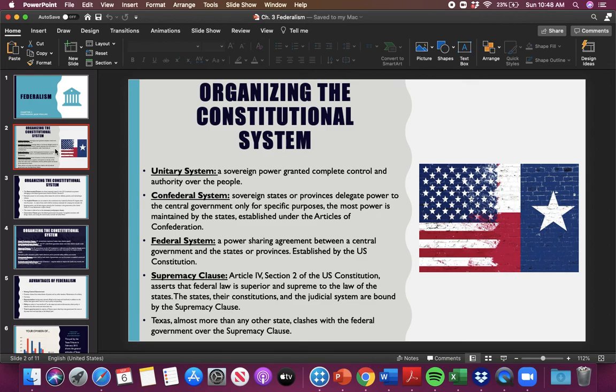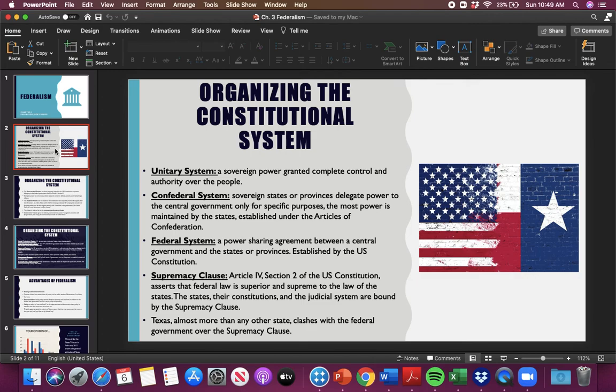Now, Texas, almost more than any other state in the country, clashes with the federal government over the Supremacy Clause. Texas does not like being told what to do by the federal government. Over the past 40 to 50 years, Texas has been a very conservative state, and conservatives tend to like the idea of states' rights, where states know what is best for them within their borders and should have the ultimate say about what goes on within a state. But that's not how the federal system works.